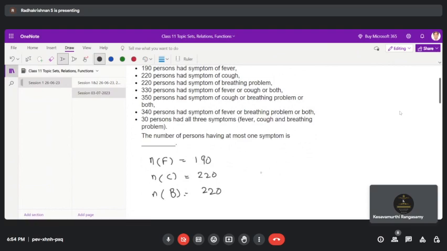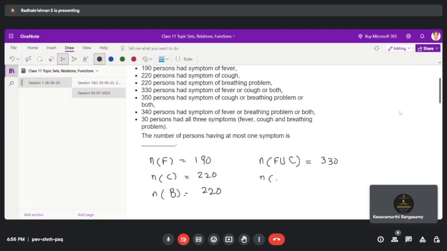330 have fever or cough or both. So how can we represent it? Fever or cough or both is what symbol? Sir, union. Yes, it is union. Everybody please, tell immediately. It is cough or fever or both, which means it is union, right? That is the basic definition of union. So F union C is 330.